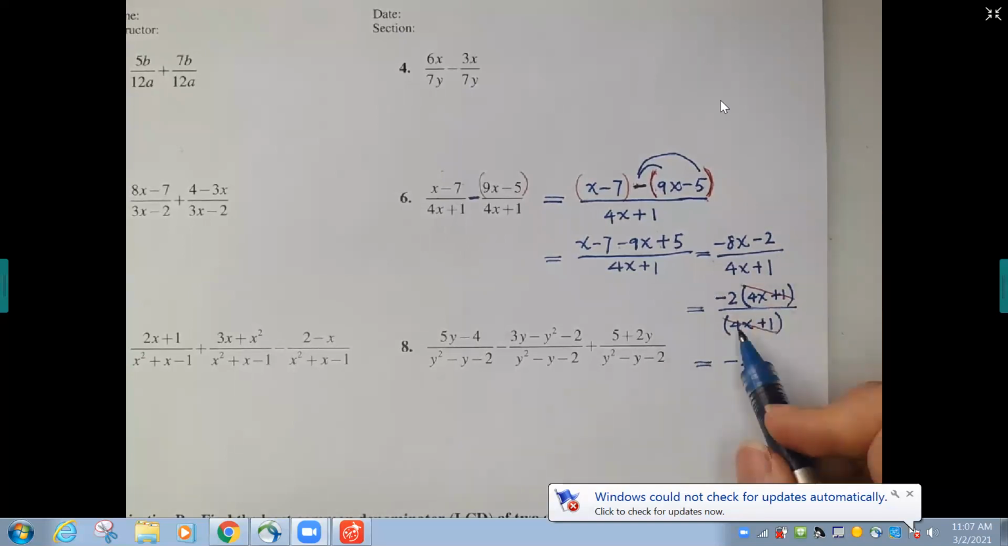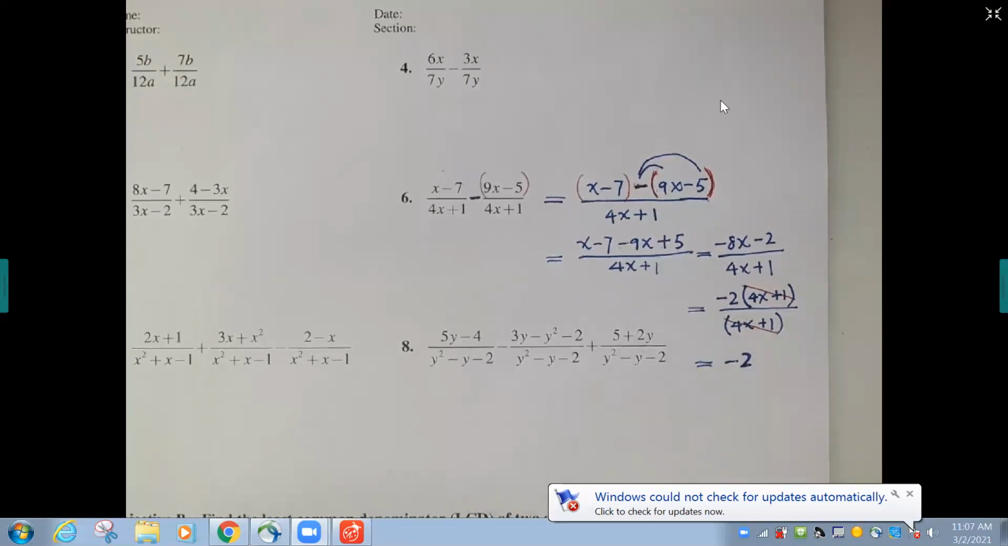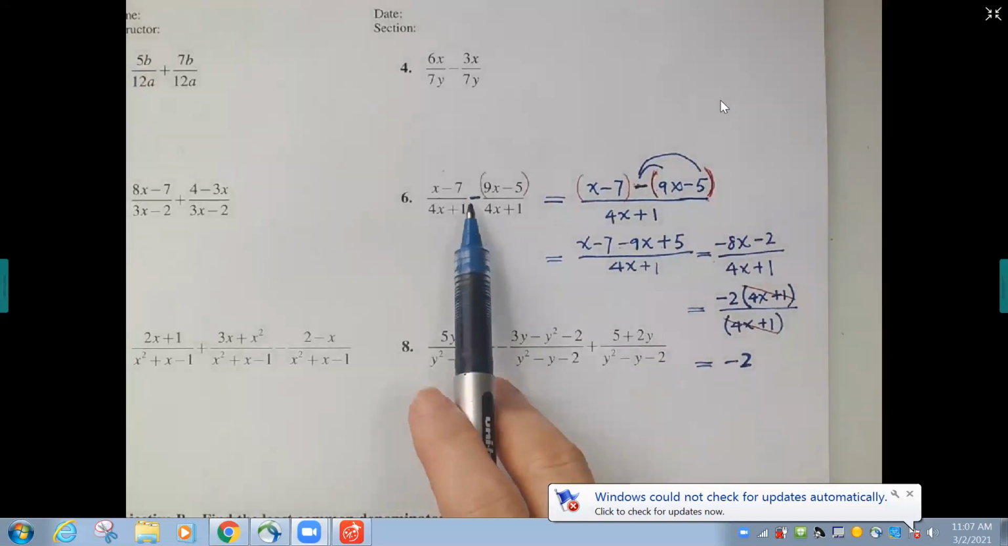If there is nothing left on the denominator, we just ignore it. That means over 1. Everything divided by 1 equals itself. So it ends up with negative 2. Final answer. This is a very, very typical subtraction problem.